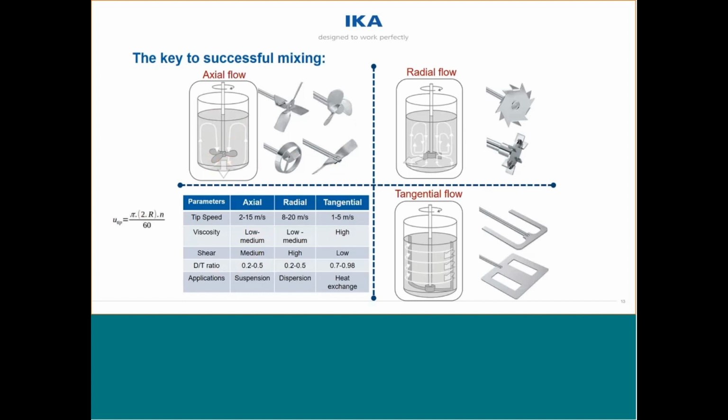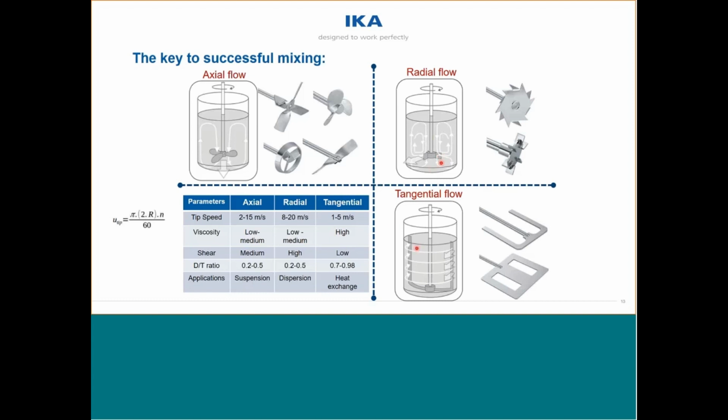And then for the radial flow, we can also use it at very high speed, based on the recommended tip speed. It is also suitable for mixing samples of low to medium viscosity. And by using this radial flow, it can create a high shear. So it's recommended to make emulsions or suspensions, because it will create a high shear when you're using the radial flow.